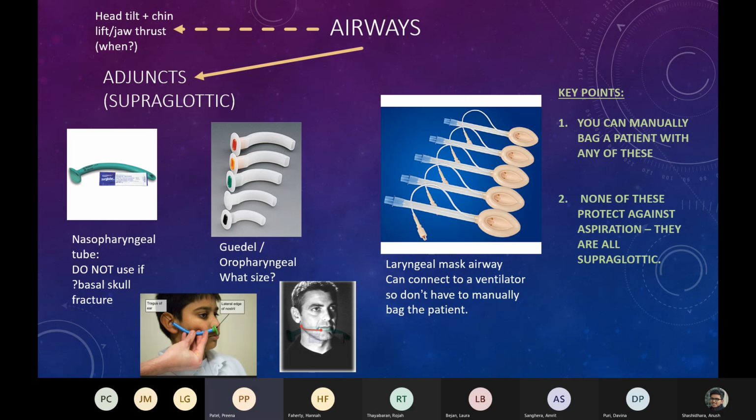Okay, this is a Goodell. And does anyone know, with the nasopharyngeal and the Goodell's, how you measure the size that you need to give your patient?